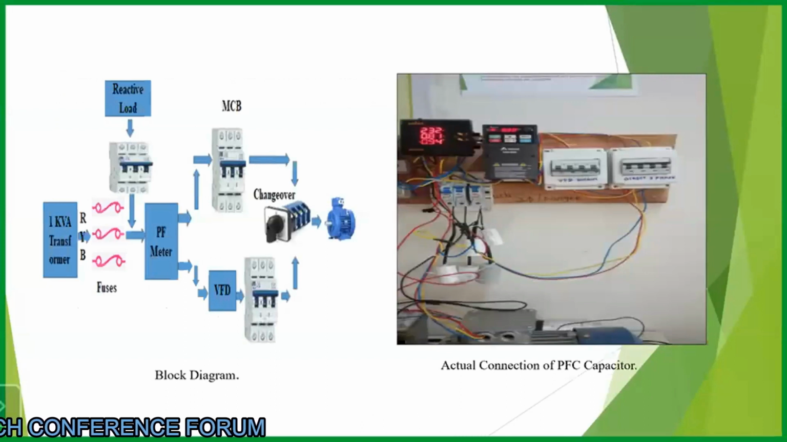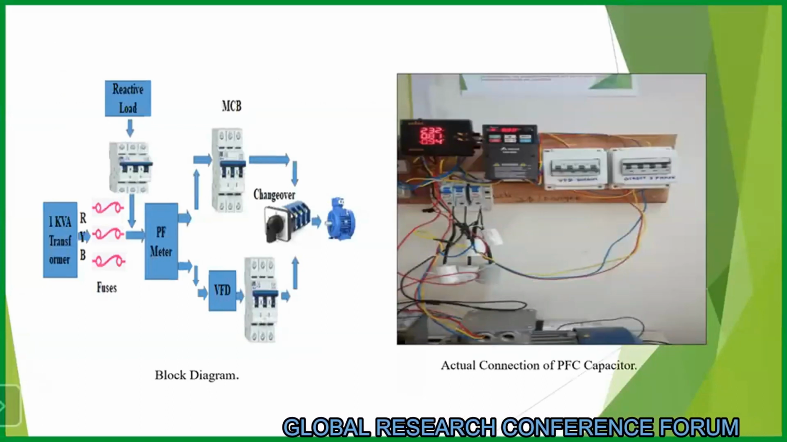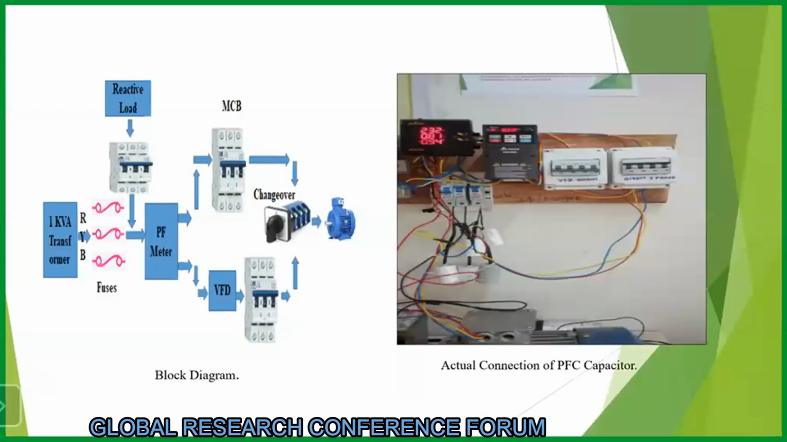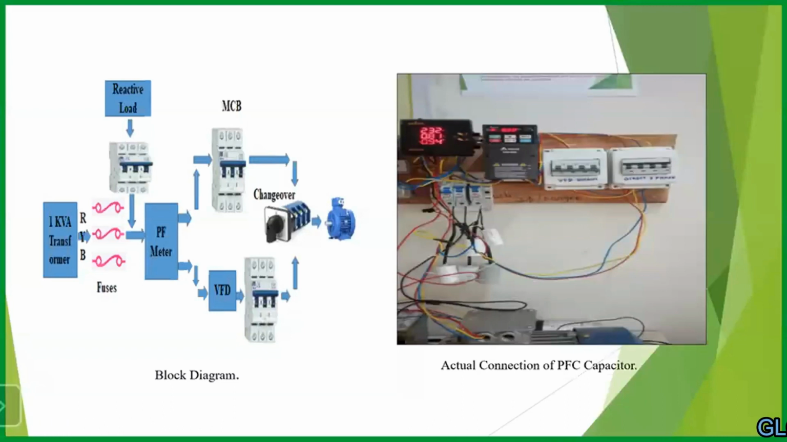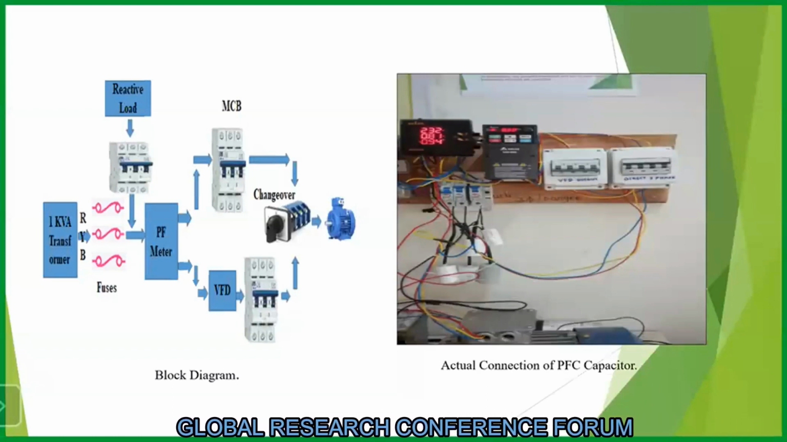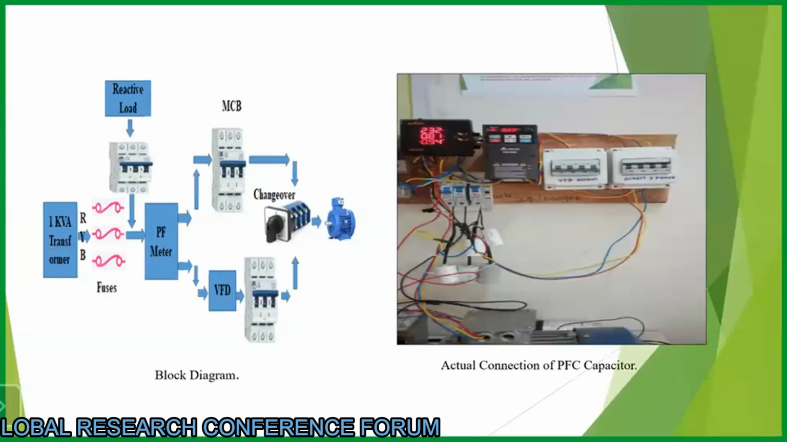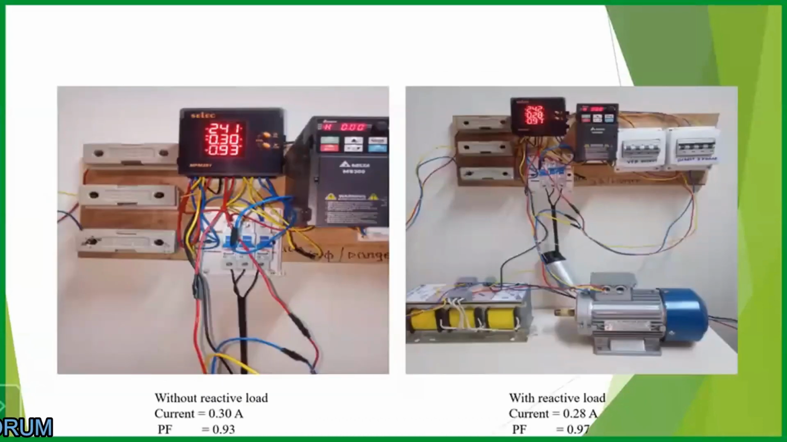Here, a load of 1 HP motor is used. Two MCBs are used to provide direct supply to the motor, and another MCB is used to provide supply to the motor through the VFD drives. And there are other MCBs where I connected phase to neutral 10 MFD capacitors to improve the power factor. And according to that, the calculations proceed further.